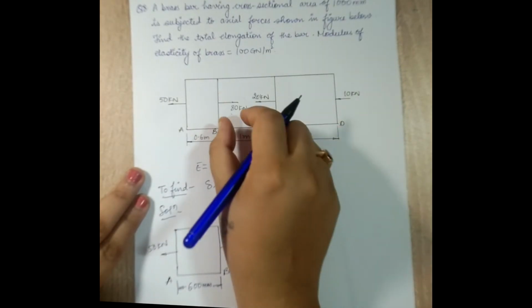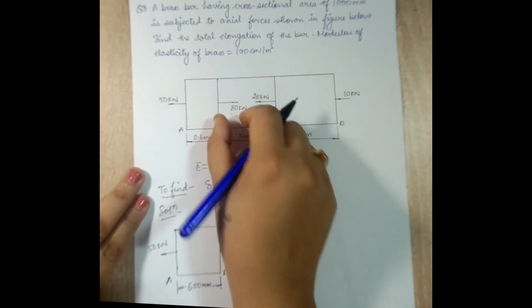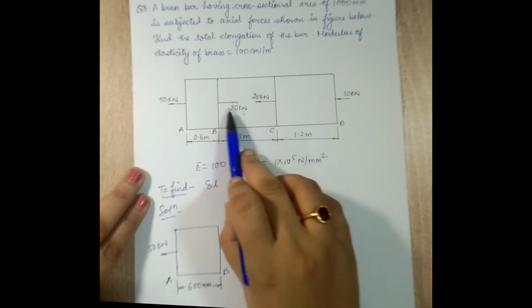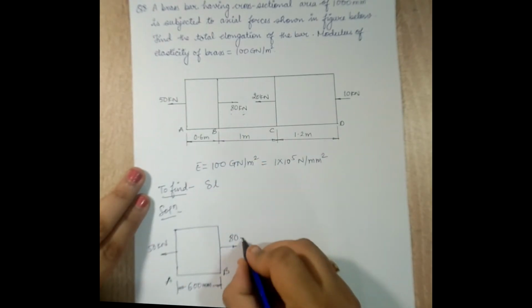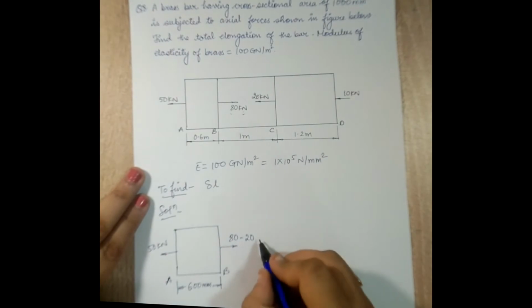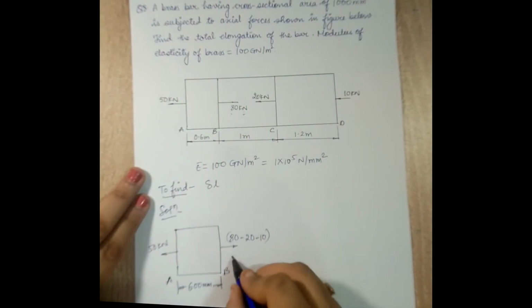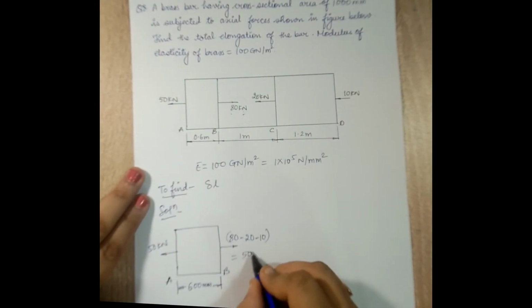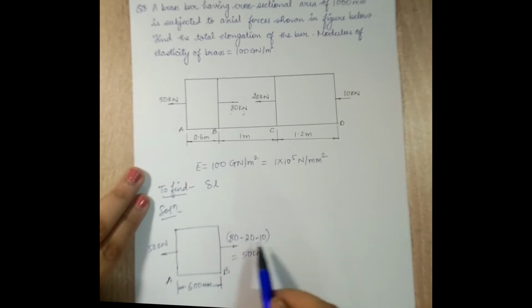If I place 20 from here to here and I want to see the effect, 20 will cause a compressive effect, so I'll write minus 20, and 10 placed over here will also create a compressive effect. Total value is 50 kilonewton. 80 minus 20, 60, minus 10, 50. So this is how I draw the FBD of AB.